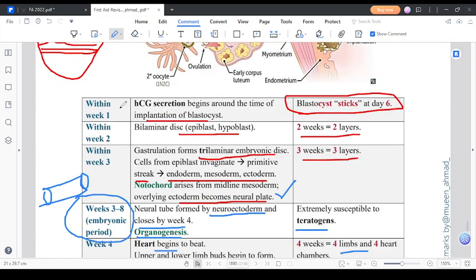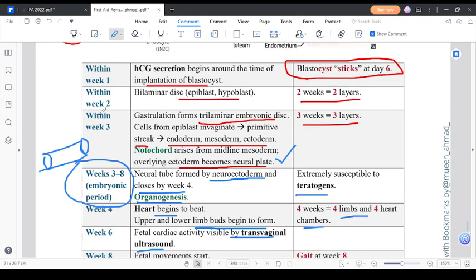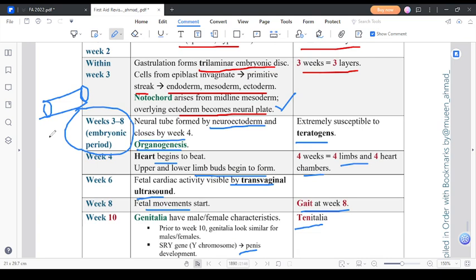So within week 1, the blastocyst sticks at day 6. The very important hallmark finding is that within 2 weeks we have 2 layers, that is epiblast and hypoblast. Within 3 weeks we have 3 layers, the 3 germ layers formed. Along with that, the neural plate is formed. Week 3 to 8, the neural tube is formed, neuropores are closed, and organogenesis starts taking place.